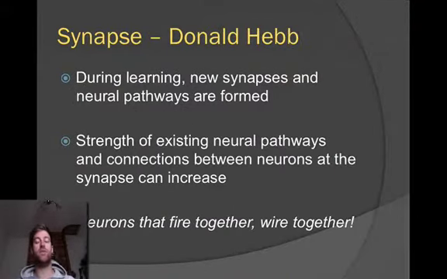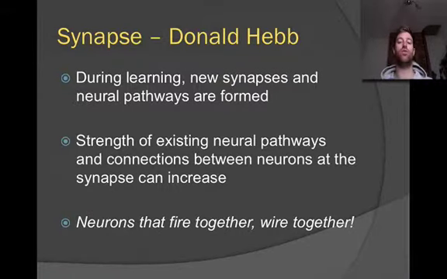The most famous psychologist or biologist to really get a hold of this information was Donald Hebb. Okay, and he found that during learning, new synapses and neural pathways are formed. Okay, and that the strength of existing neural pathways and connections between neurons at the synapse can be increased. Very similar to, remember the slug that was done by Kandel, where neurons that had lots of information that kept talking to each other strengthened. This is the same deal. His little catchphrase was, neurons that fire together wire together.